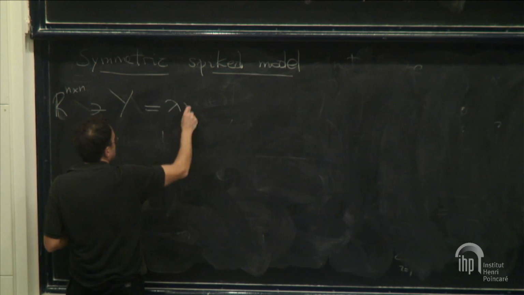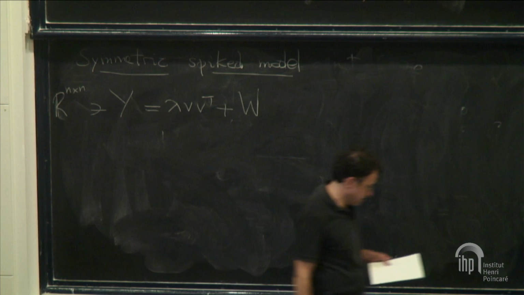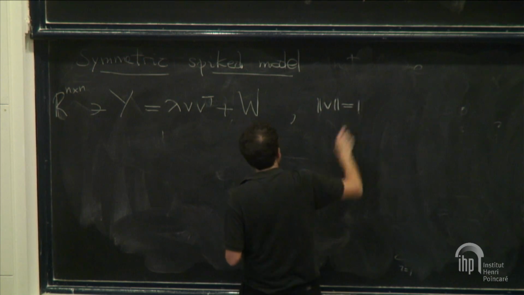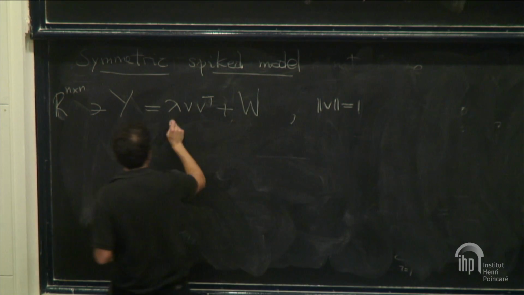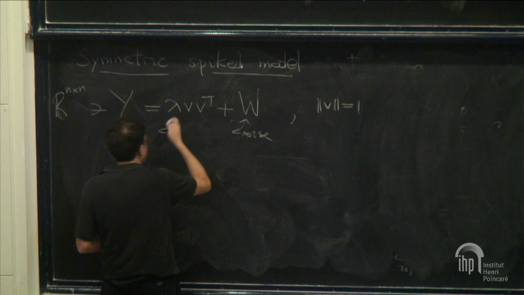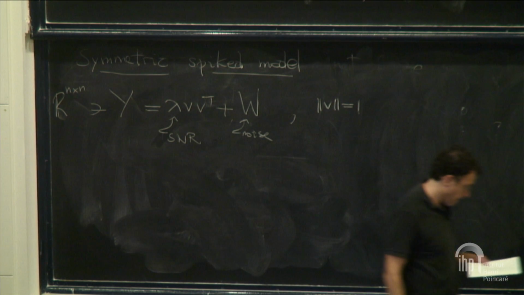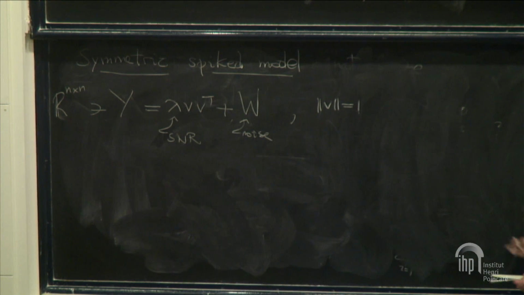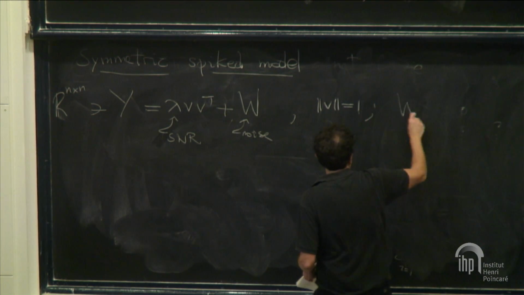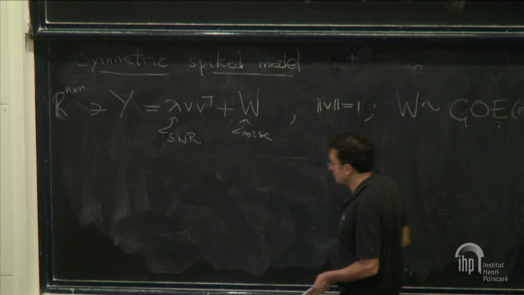And this is lambda v v transpose plus W. And W is noise. It's sub-Gaussian noise. And to be definite, v is of norm 1. So this parameter lambda is really the signal to noise ratio in a sense of this model. And to make things simpler, it doesn't matter really for most of the calculations, but I take W to be a Gaussian orthogonal matrix, a matrix from the Gaussian orthogonal ensemble. So what does it mean?